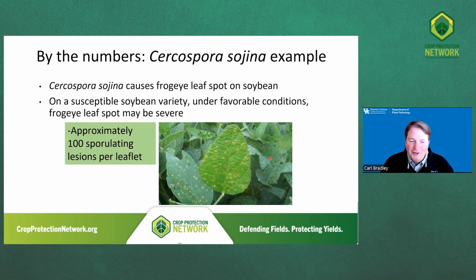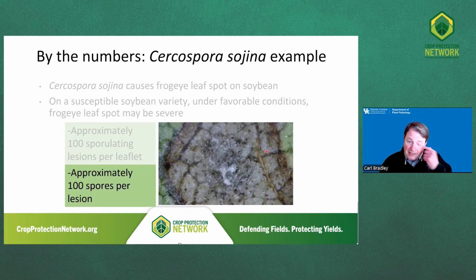And I didn't actually count the number of spots or lesions on this leaflet here, but I think there's about 100 lesions. So let's just say there's about 100 lesions or spots on this leaf, okay? Now, within each of those spots or lesions, we've got approximately about 100 spores. And you can see all those spores here. This is just a close-up of the underside of one of those lesions or spots. And you can see all these little things that are spores. Let's say there's about 100 spores per lesion or spot in that picture.